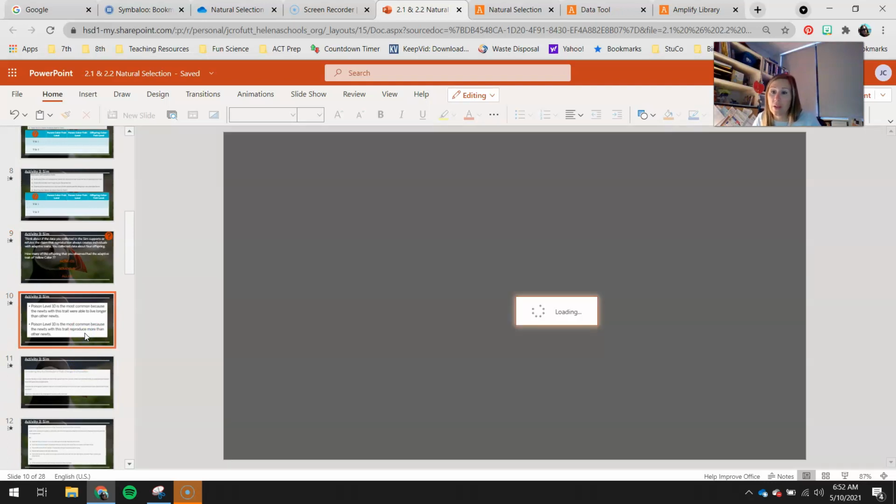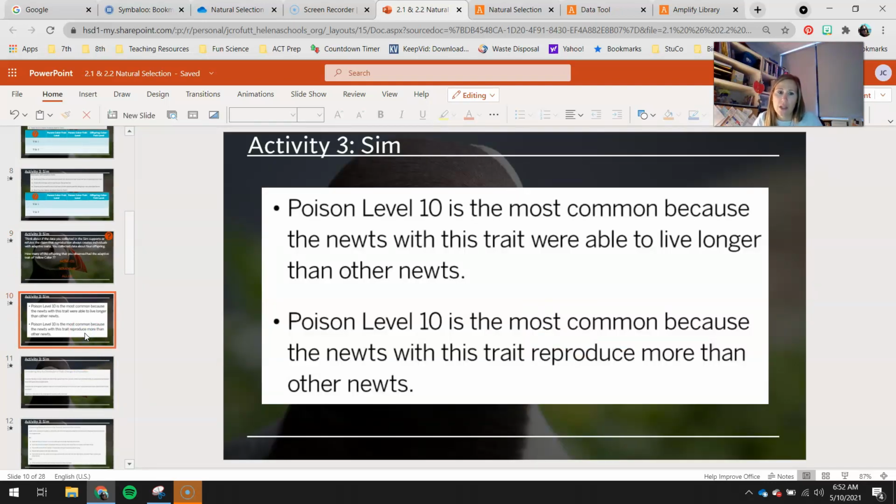Let's take a look back to our little poison rough-skinned newts here. When we're looking at those rough-skinned newts, remember that their skin has this chemical on it called tetrodotoxin that is poisonous. So if we were to eat a newt, we would probably die depending on the amount of poison in that newt's skin. Poison level 10, which is the most poisonous, is the most common because the newts with this trait were able to live longer than other newts. Okay, so those with poison level 10 automatically live longer. Poison level 10 is the most common because the newts with this trait reproduce more than other newts.